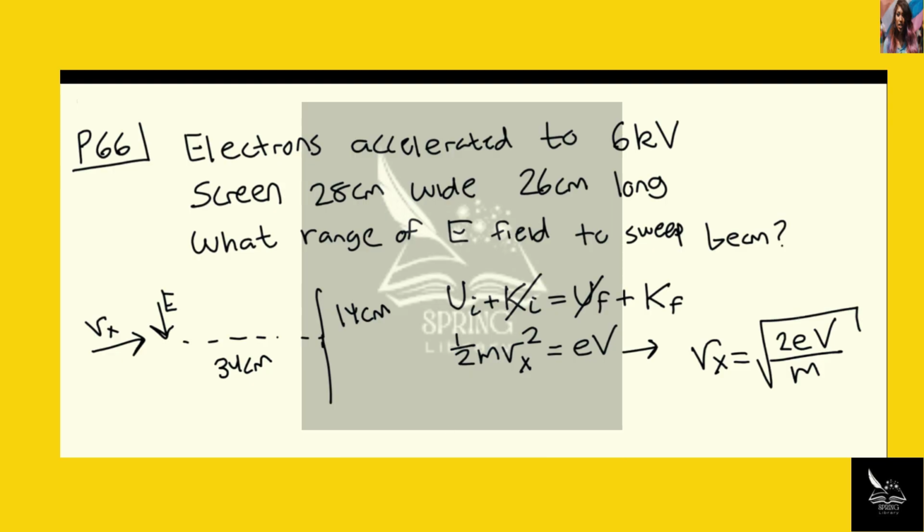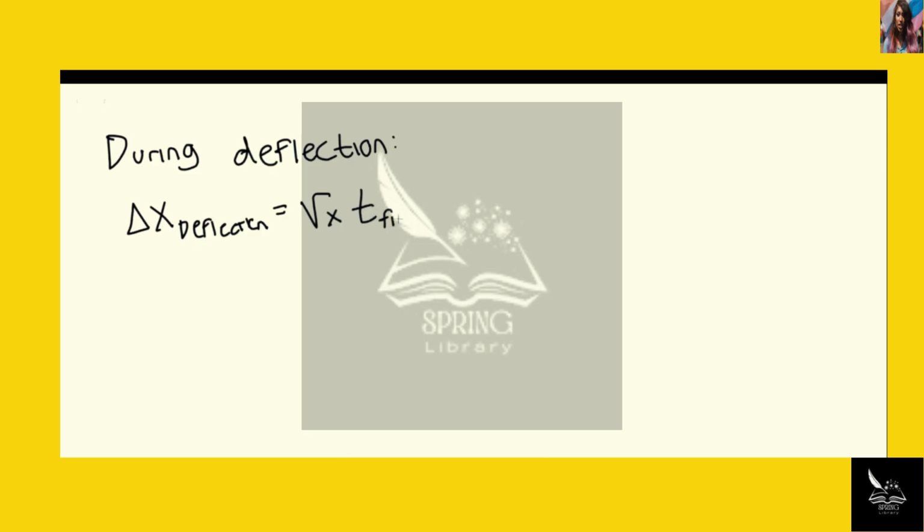Now, during the deflection of these electrons by the electric field, we could use some kinematics. The delta x of deflection should be equal to Vx times the time that it's in the field. Thus, t is equal to delta x over x velocity, or delta x times root m over 2eV.